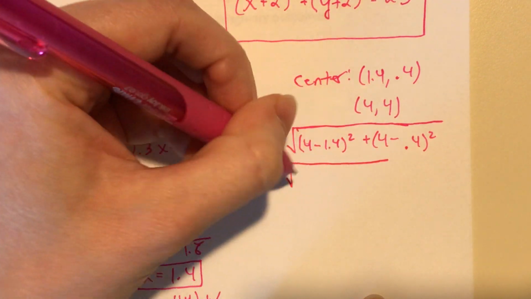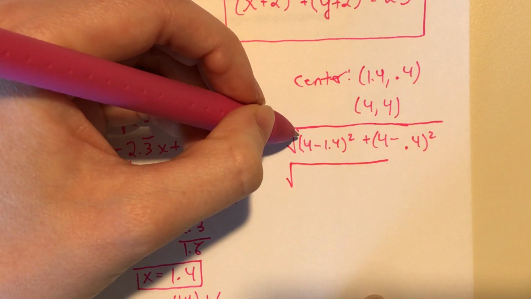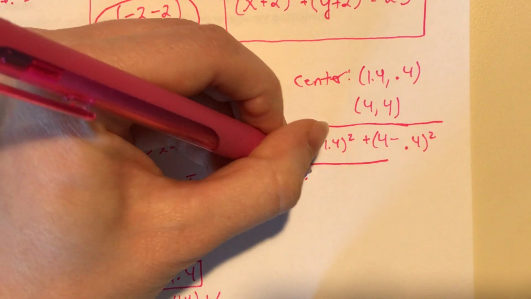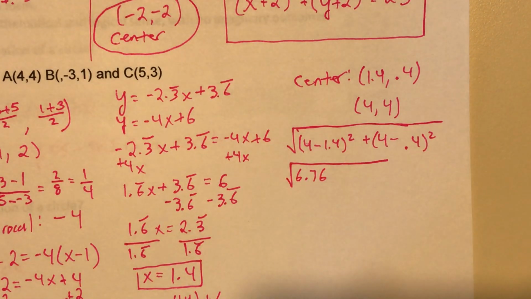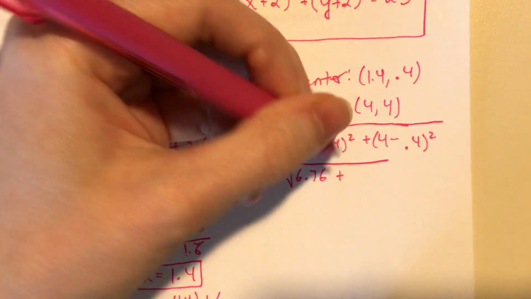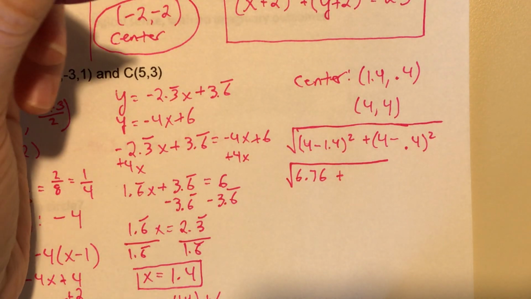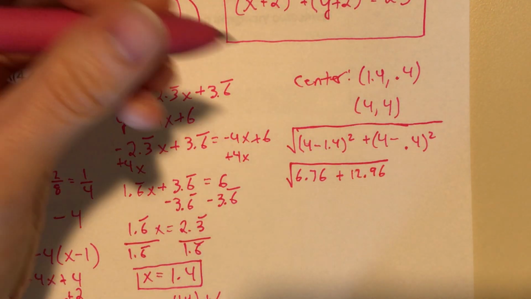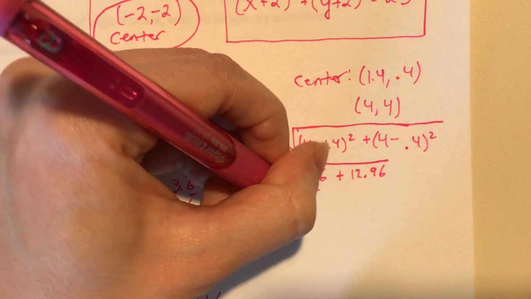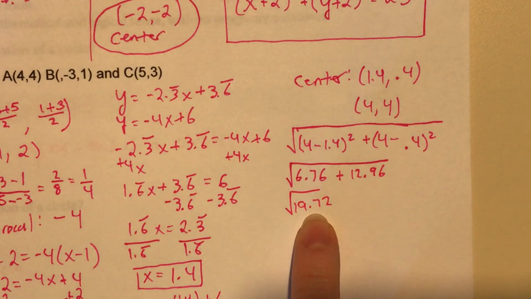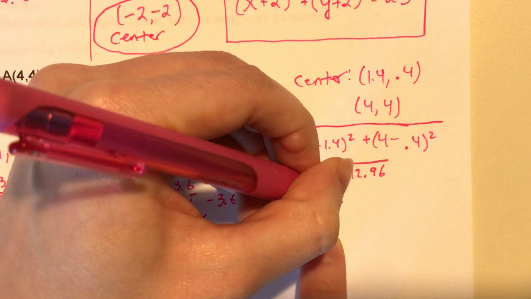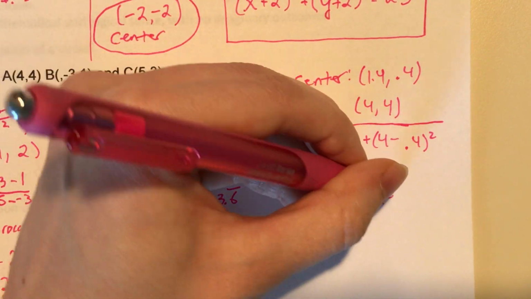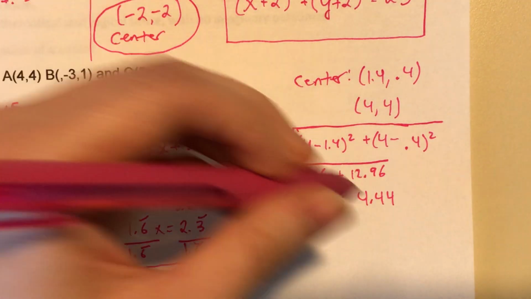And of course 4 minus 1.4 squared is 6.76. I just did some math on a different sheet of paper. Plus 4 minus 0.4 squared is 12.96. Put those together, we've got the square root of 19.72. Since there's already a decimal under your radical, you can go ahead and keep the decimal here, and that's going to be 4.44. So there's our radius.